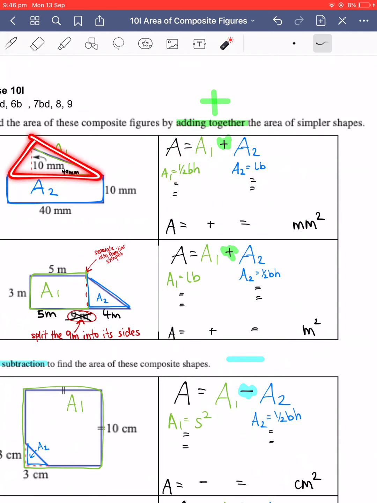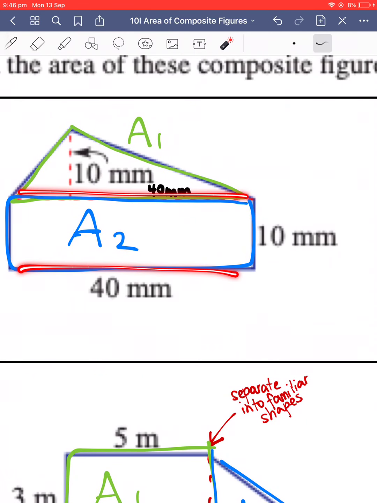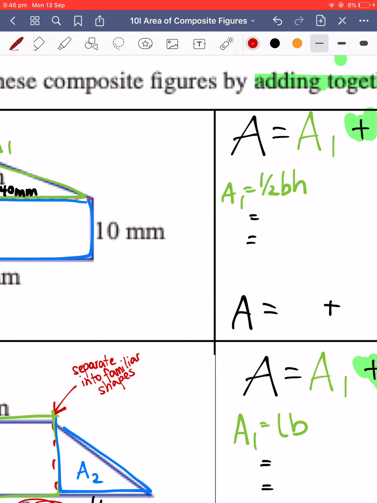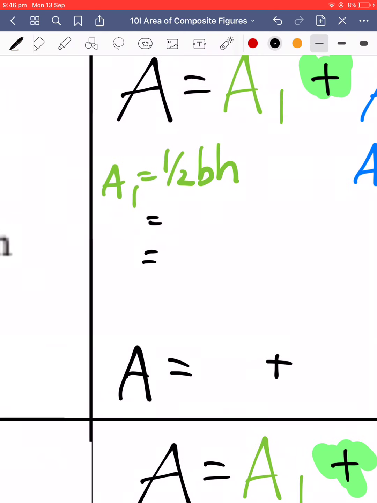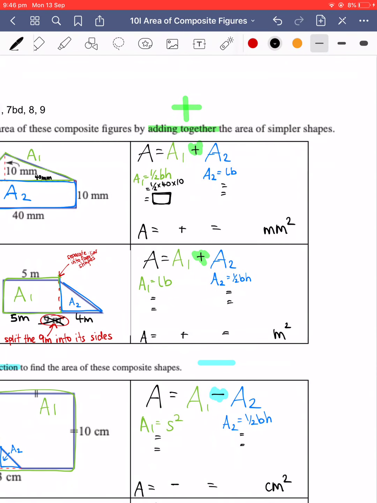So I've got my triangle here. Okay, and I need to know what my base and my height is. So my base is the same as this, so it'll be 40, and then my height is 10. So I can then substitute it in over here. So I've got half multiplied by my base of 40 multiplied by 10. So whatever your answer is for here. So this answer, we'll get to that one in a second.